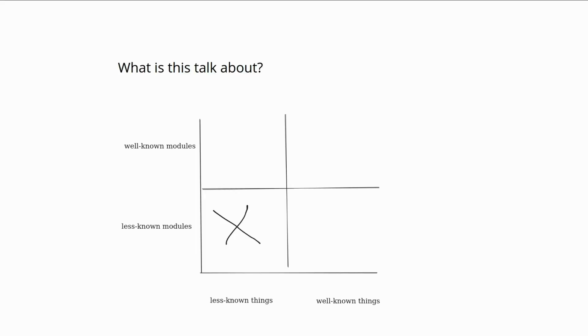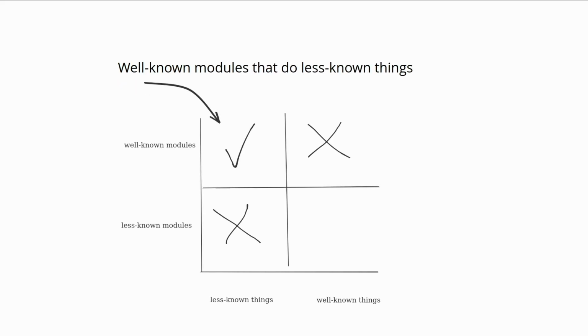That said, we will not focus on less-known modules which do less-known things, because that's something which we probably don't do very often. It's something for a small niche audience. And I also don't want to talk about the top 5 modules from the library, because if you Google it, you will probably find it there. Instead, I would like to focus on the other 2 quadrants.